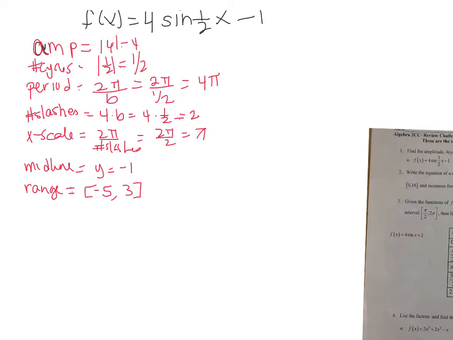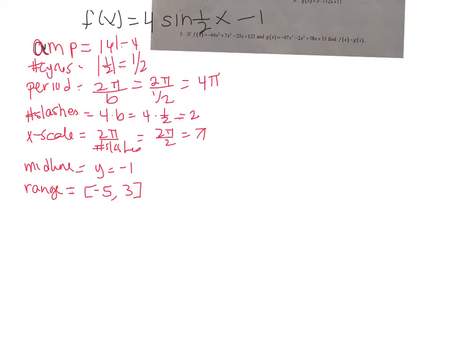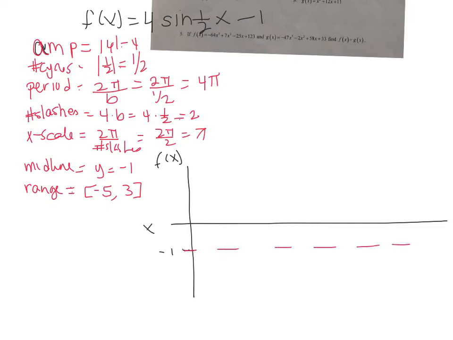All right, so now what we want to do is graph this. So I'm just going to move this up here. Okay, so there's f of x, there's x. All right, so my midline is at -1. So here's -1. Here's my midline. Okay, we are going up to 3, down to -5. All right, so now it says to graph one cycle.